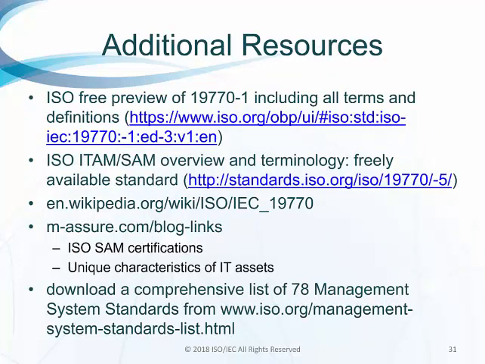There are quite a few additional resources you can access. There's a free preview which includes much of the standard, but not the so-called normative sections. You can also get the standard which gives the overview and terminology, which is a freely available standard, and that shows where you can get it. There's a Wikipedia entry. I have some more information on my own website, and you can download a comprehensive list of 78 management system standards, and it shows where you can get those.